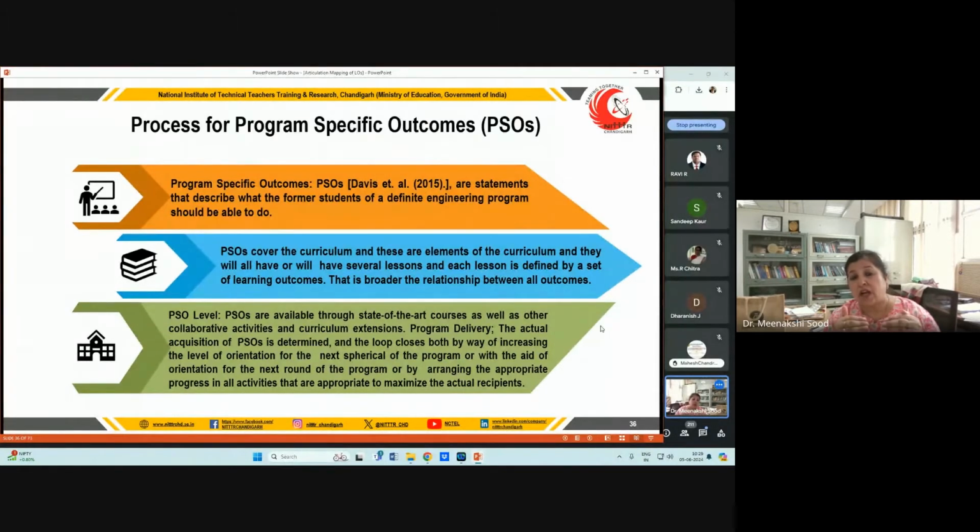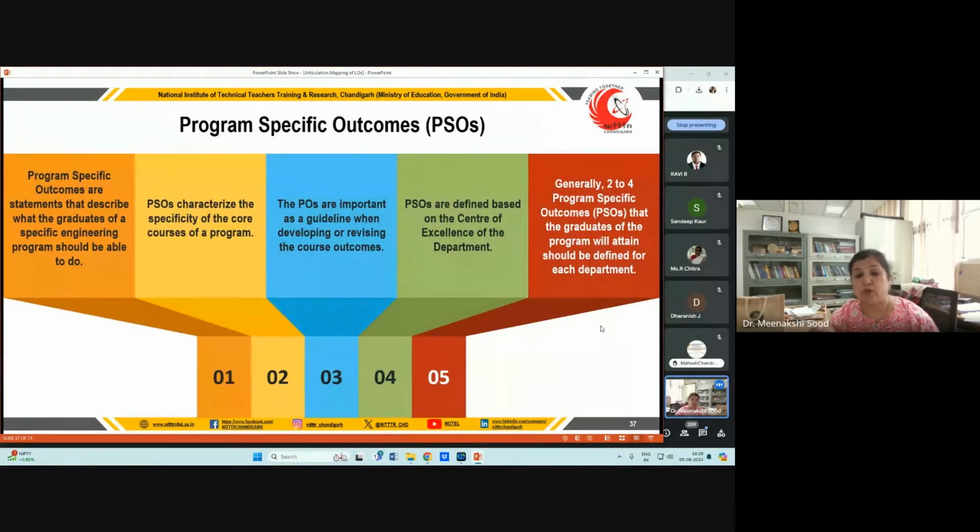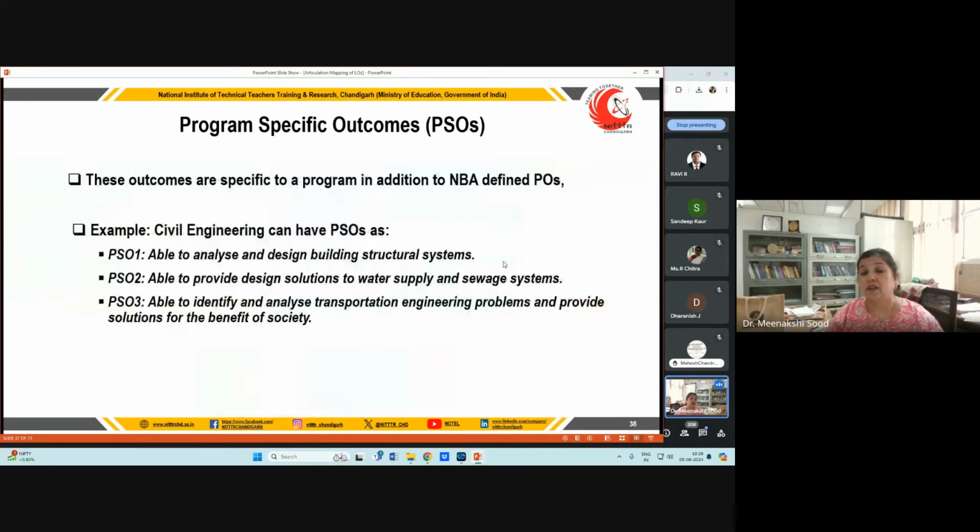These are again statements which define what the student should be able to do at the completion of the program, which may not be covered by POs. So you can frame 2 to 4 PSOs. They are the same kind of statements which describe what the graduate of a specific engineering program should be able to do. And there again, as per the guidelines, they are also to be mapped with COs as we map with the POs, and their attainment is done as we do the attainment of COs and POs.